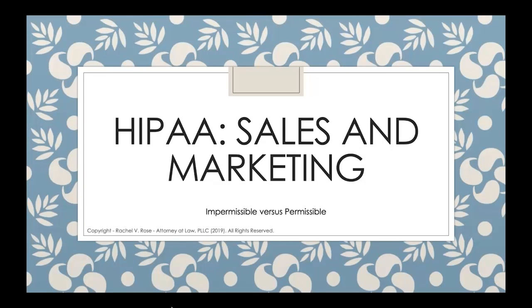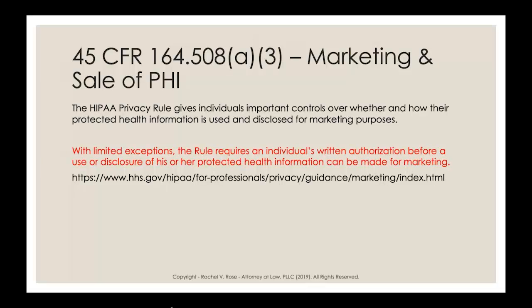So HIPAA sales and marketing, this goes hand in hand with these new rules as well as some of the app items. So first and foremost, we want to start with the sale of PHI. The HIPAA privacy rule gives individuals important controls over whether and how their protected information is used and disclosed for marketing purposes. So again, that's something consumers need to be conscious of. Are you giving up your rights whenever you download an app? And that's something you need to read the terms and conditions if you can find them.